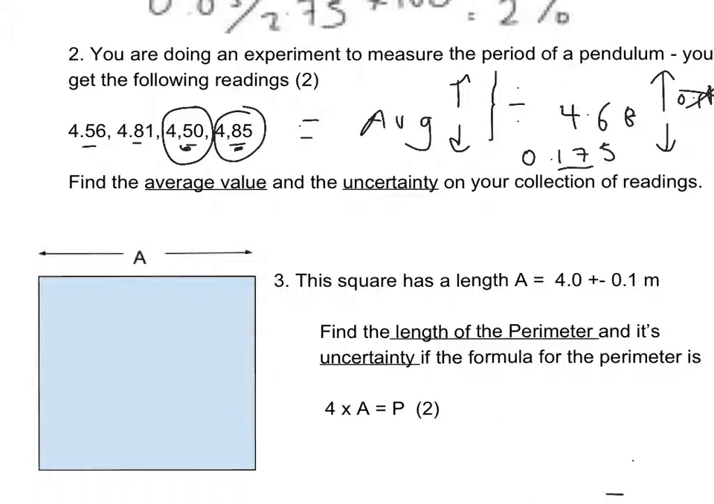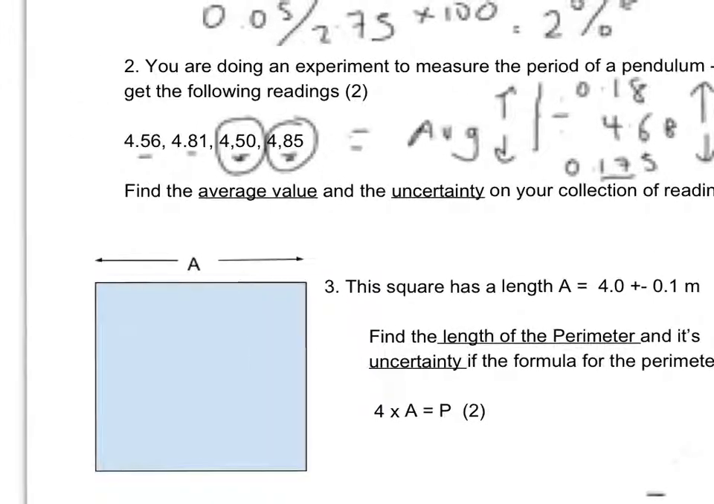You can't really see that. 0.18. Okay, to just repeat, how did we find that? Our maximum value, our minimum value, you subtract 4.5 from 4.85 to give you this range, and then you divide that by 2 to give you 0.175, and you round that up to give you 0.18. So the uncertainty is plus or minus 0.18.